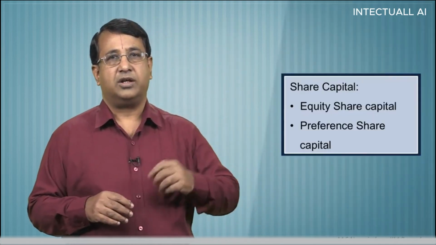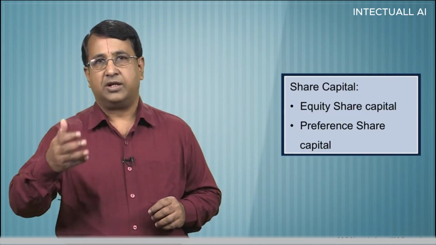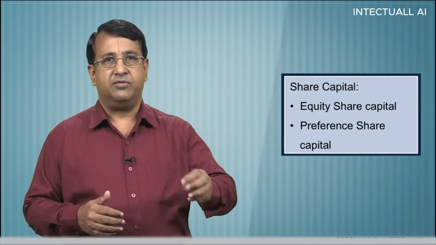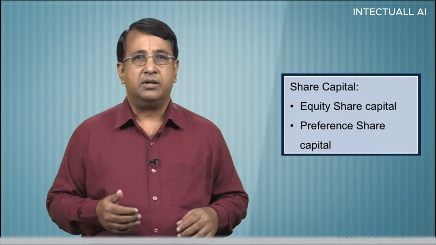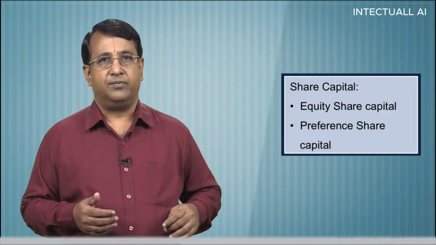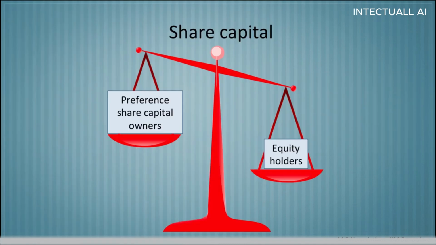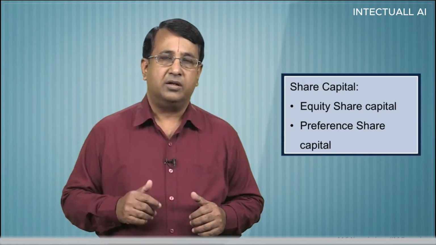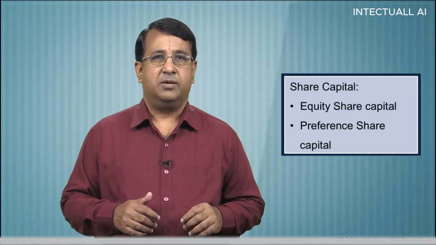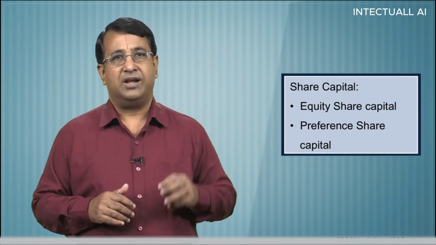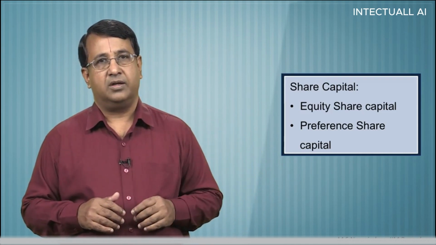Share capital is of two types: ordinary equity share capital and preference share capital. Preference share capital owners get a fixed dividend like debt holders, but they cannot demand the dividend if the company is not doing well. They get preference over equity holders on all matters. Equity holders can be rewarded only after paying the dues to the preference shareholders. Preference share capital is not popular at this point of time in India.